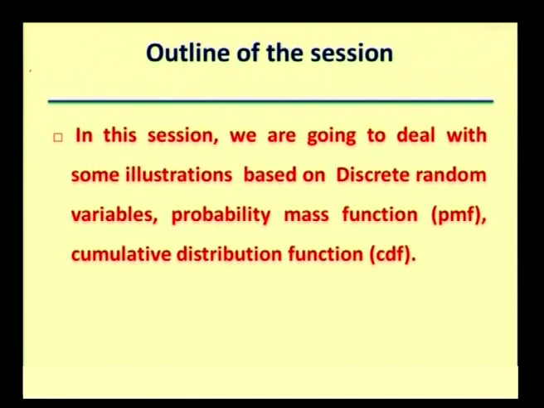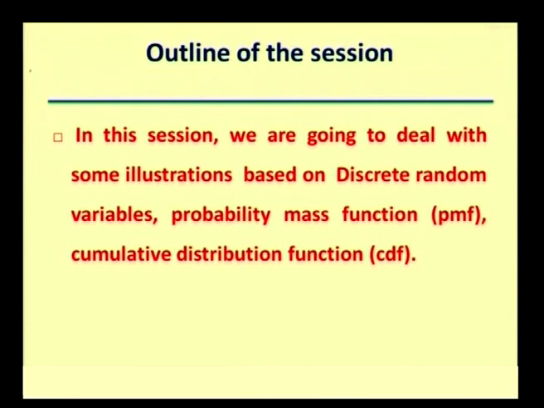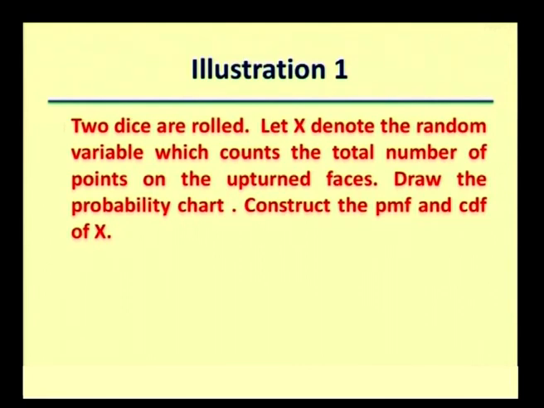The outline of the session goes with some illustrations based on discrete random variable and the corresponding probability mass function and their corresponding distribution function, cumulative distribution function. If we deal with some of the illustrations of these topics, we will be able to understand the concepts very clearly. So, the first illustration goes with 2 dice are rolled. Let x denote the random variable which counts the total number of points on the upturned faces. We have to draw the probability chart and construct the PMF and CDF of x.